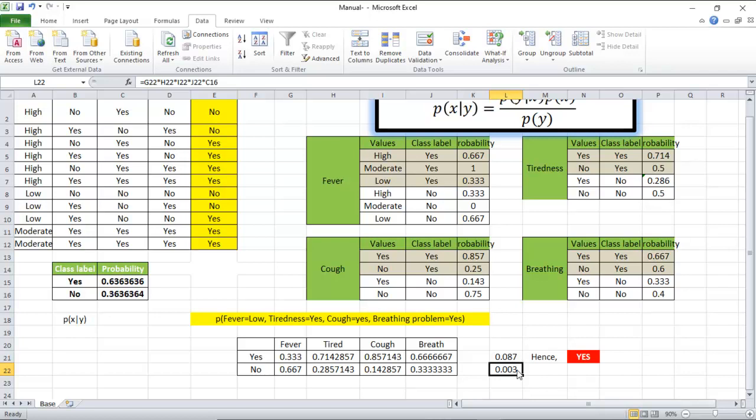Which is winning? So 0.087 is higher than 0.003, and hence the result is yes. Meaning that if a patient comes with this history, we say he is infected with the disease.